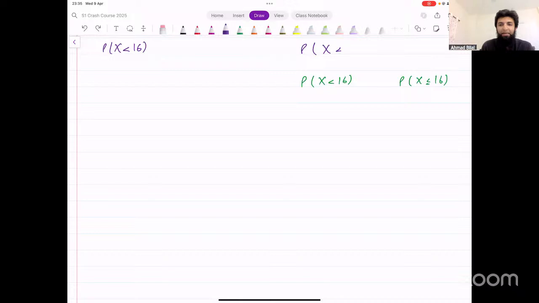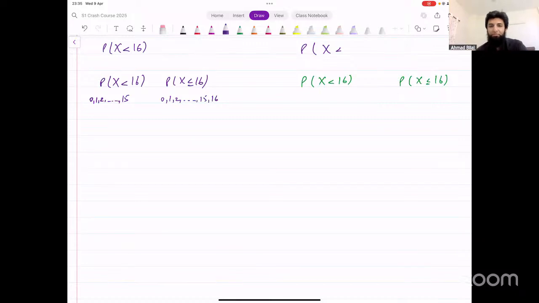In binomial or any discrete distribution, however, these have different meanings. Less than 16 and less than or equal to 16 have different meanings. Because less than 16 means all the numbers from 0, 1, 2, all the way up to 15, but not 16. And less than or equal to 16 means 0, 1, 2, all the way up to 15 and also 16. 16 is also included there. That's the problem. In normal distribution, they would be treated the same way.